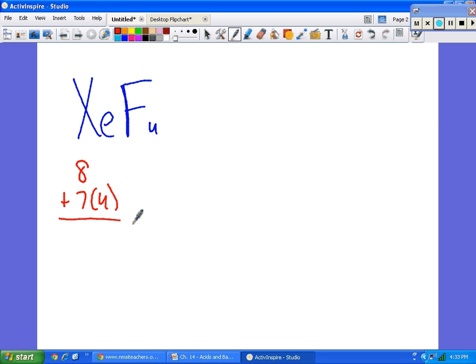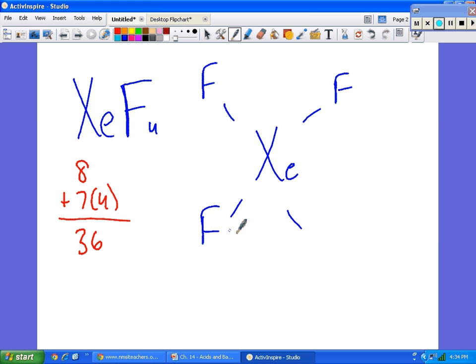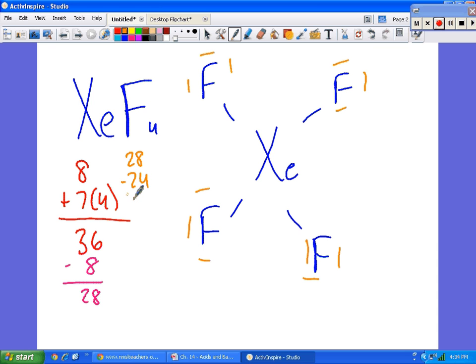Now you can kind of figure this one out because there's 4. So you have F, F, F, F. So 2, 4, 6, 8. That's minus 8, which gives us 28. I'm just going to write it up here. And then fill everything: 2, 4, 6, 8, 10, 12, 14, 16, 18, 20, 22, 24. So 28 minus 24 is 4. All you'd have to do is put 2 here and here, which is exactly what it has. And that's the expanded octet.